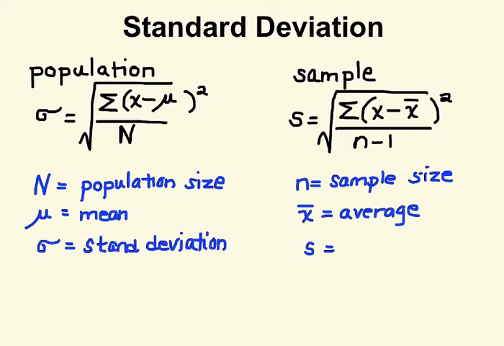S is the standard deviation for the sample. Now, it's generally difficult for us to find the population size. It's the average of the population and the standard deviation of the population. That can be challenging because populations are very large. So for this reason, we tend to find standard deviations for our samples.